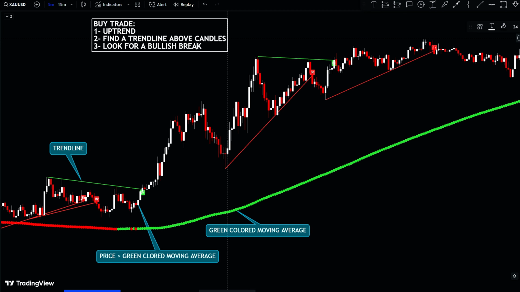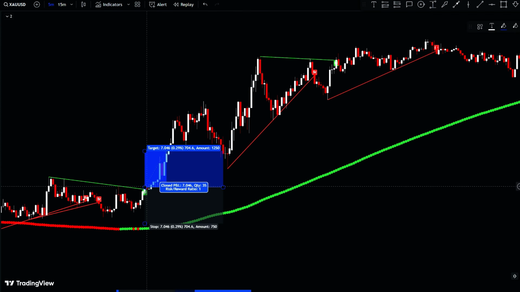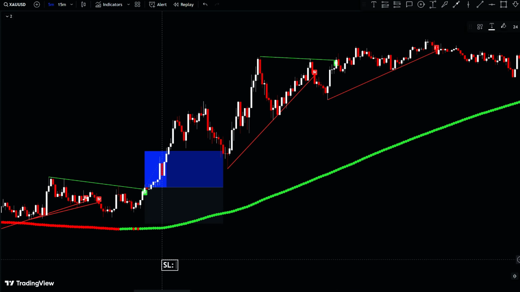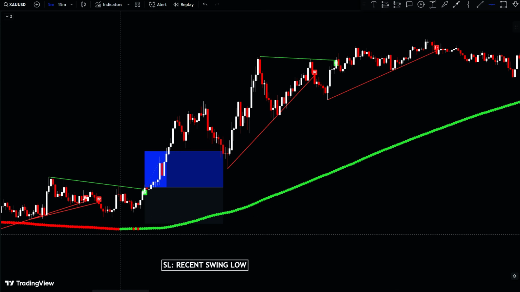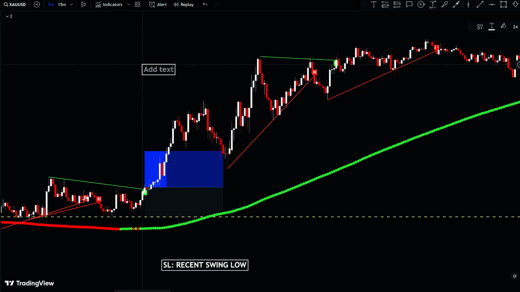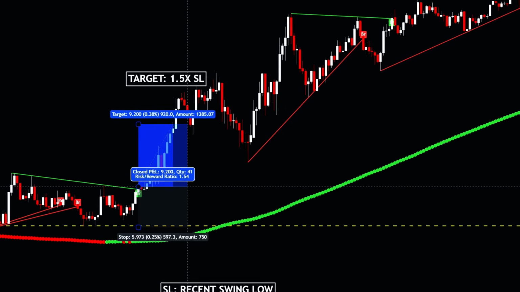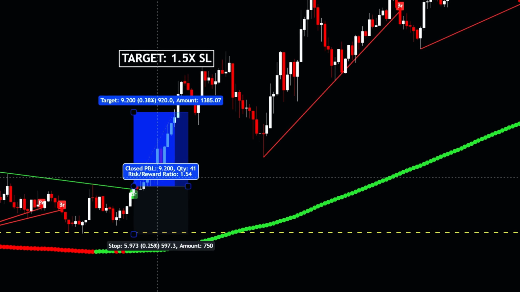The final piece of the puzzle is waiting for the price to break through the trend line, accompanied by a green break signal. This is the critical moment to execute a buy trade, as it indicates that the bullish momentum has overcome resistance. To protect our capital, we'll establish a stop loss order just beneath the market's most recent swing low. The safety net minimizes potential losses if the trend doesn't go as anticipated. Our profit target will be set at 1.5 times the size of the stop loss, creating a favorable risk to reward ratio of 1 to 1.5. This means that we're risking 1 unit to potentially gain 1.5 units, optimizing the balance between risk and potential return.